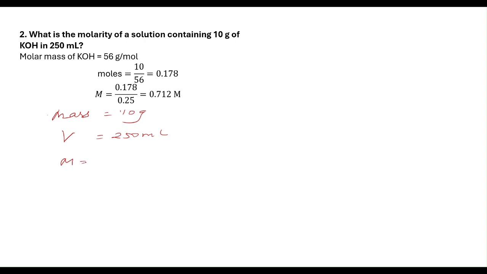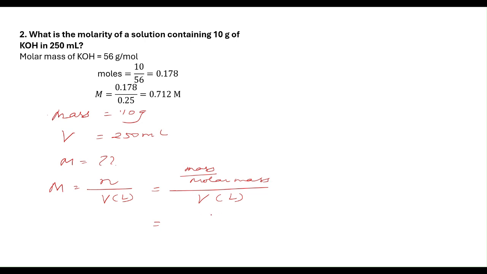Molarity. What is molarity? So molarity is nothing but number of moles, which I am going to represent by N, over volume in liter. Now number of moles is nothing but mass over molar mass, over volume in liter. This is what we have.